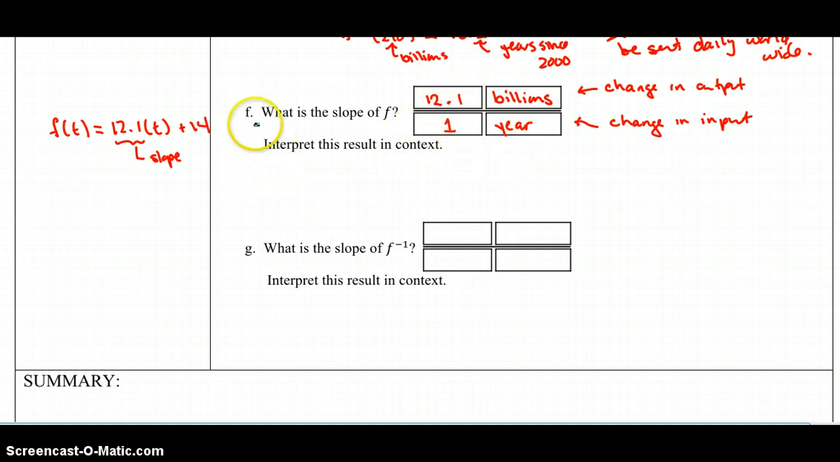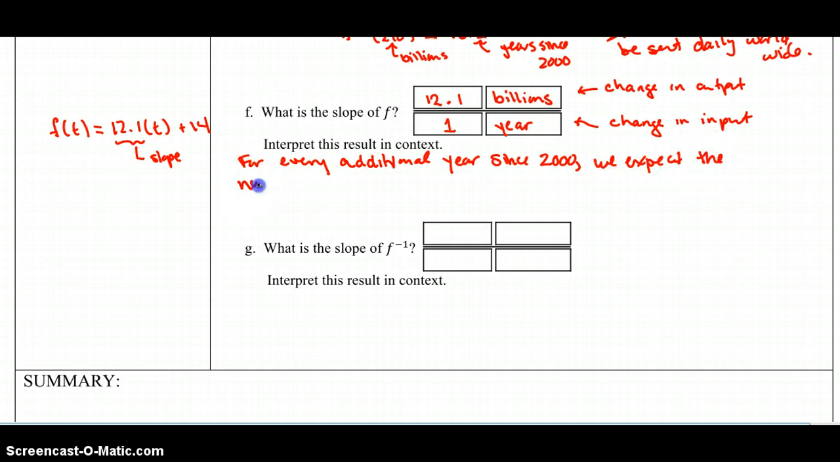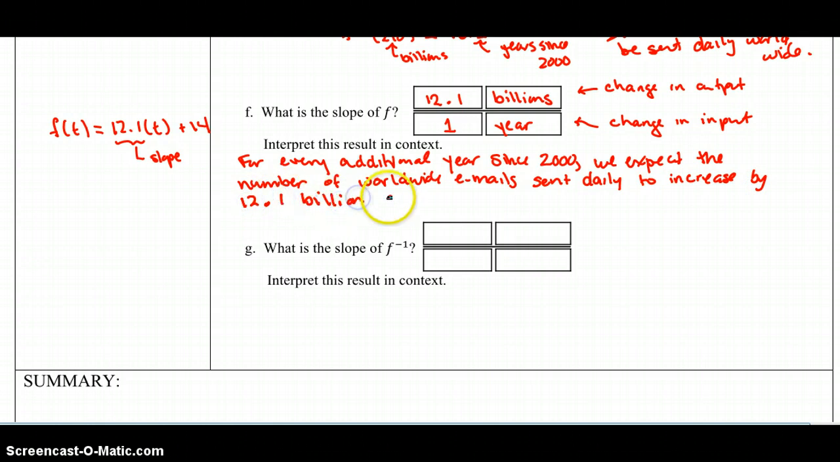So in this case, we can say that for every additional year since 2000, we expect the number of worldwide emails sent daily to increase by 12.1 billion on average.